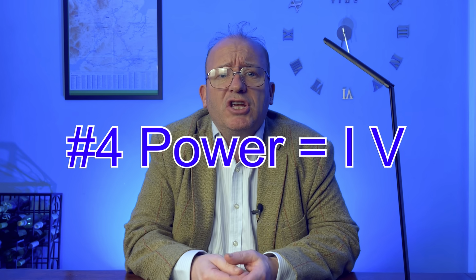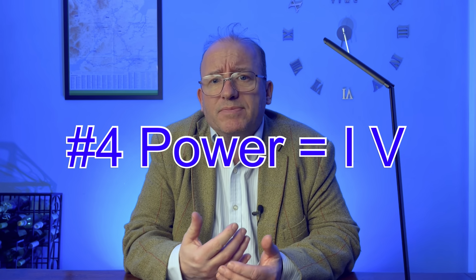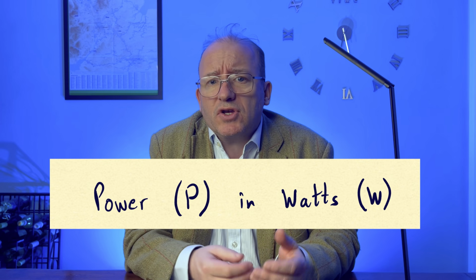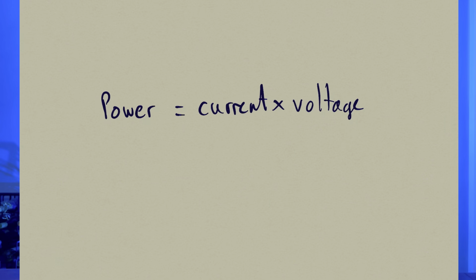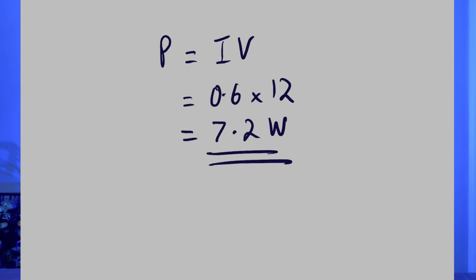Power is the rate that energy can be changed. It has the symbol P and is measured in watts. If we increase the current, we increase the power. When we increase the voltage, we increase the power. So power is current times voltage. Remember, current has the symbol I and is measured in amps. Voltage has the symbol V and is measured in volts. Therefore, P equals IV. My lamp runs off 12 volts and is supplied with a current of 0.6 amps.